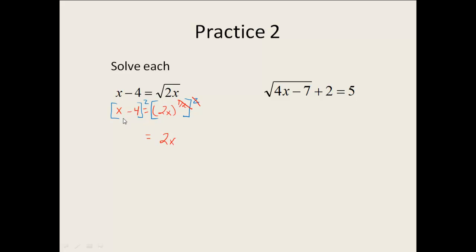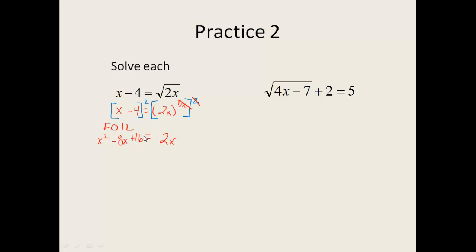On the left side, you hopefully recognize that this is a FOIL problem. Don't get caught distributing that square. You can only distribute that square to everything inside when it's multiply or division. This is a subtraction problem. So you have to FOIL x minus 4 times x minus 4, and when you do that, you end up with x squared minus 8x plus 16 is equal to 2x.